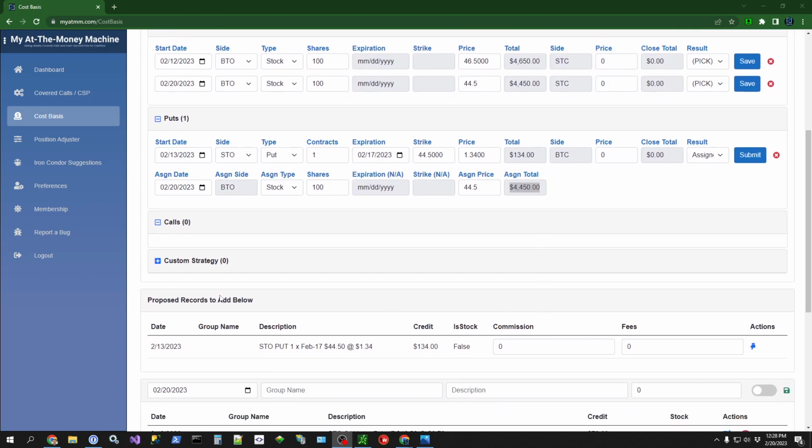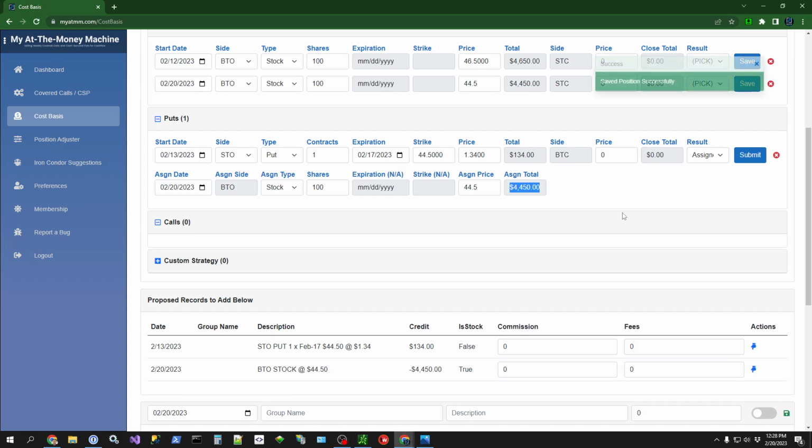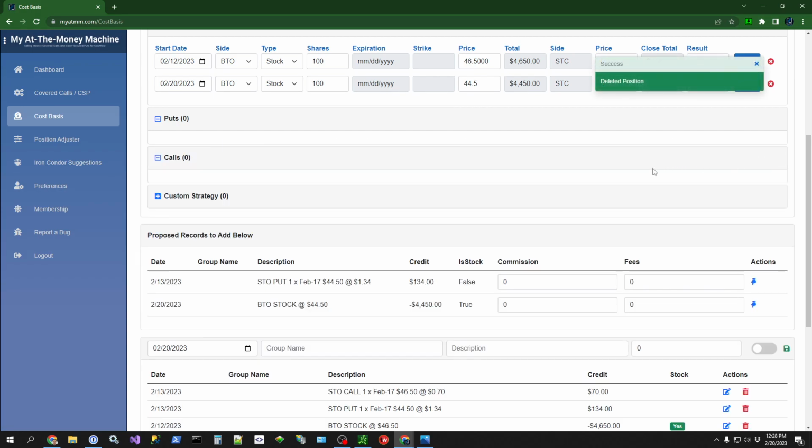What I mean by that is, as you can see, the proposed records below it doesn't have the 4450 record that we need to add, and we don't want to type it in manually. So if we click save here, it'll produce that 4450 down there. Also, this cash secured put, now that we've done the assignment and it's added this record up here, we can go and delete that off the board.